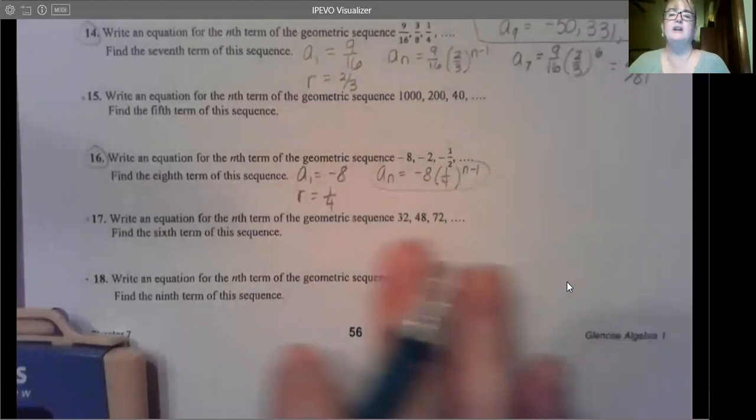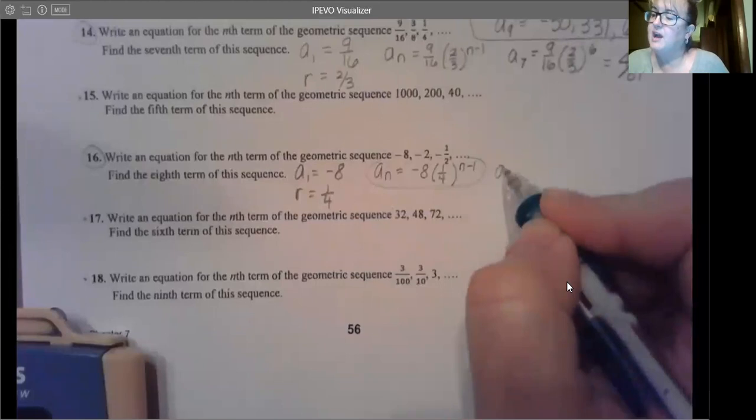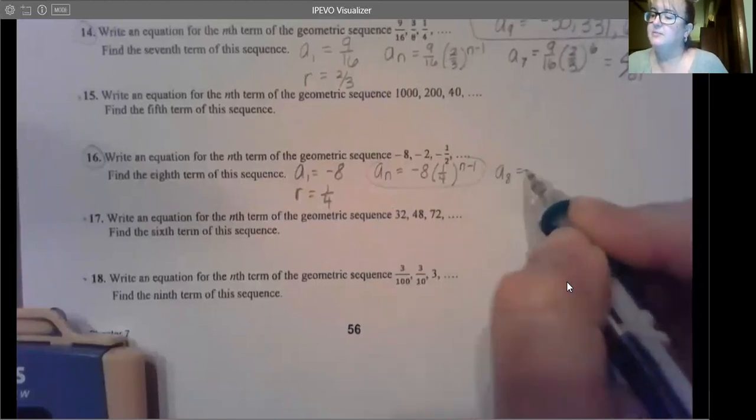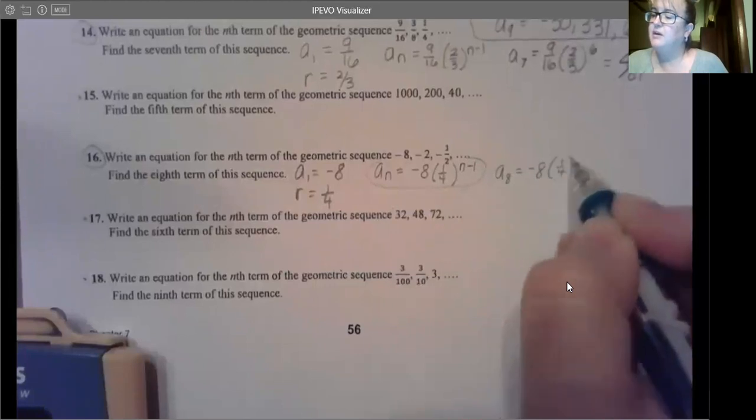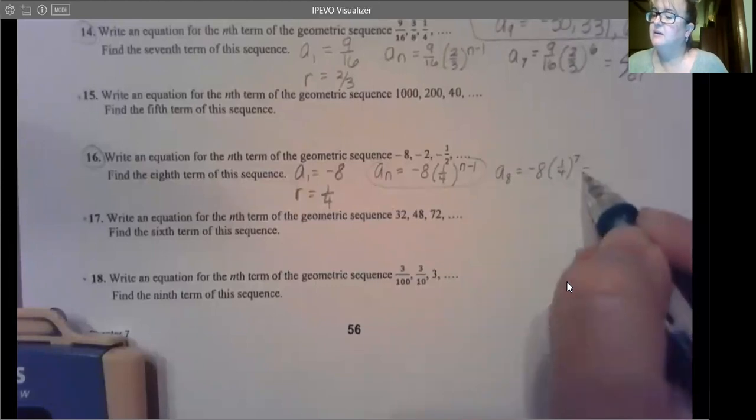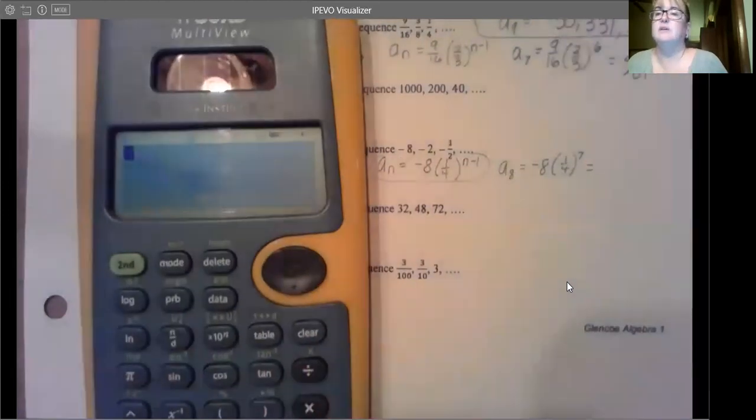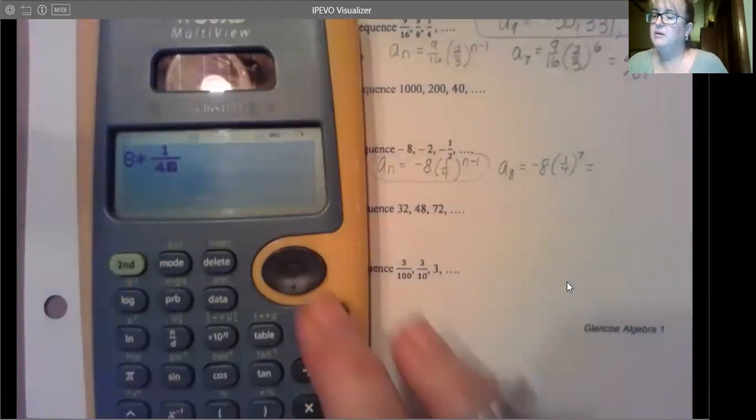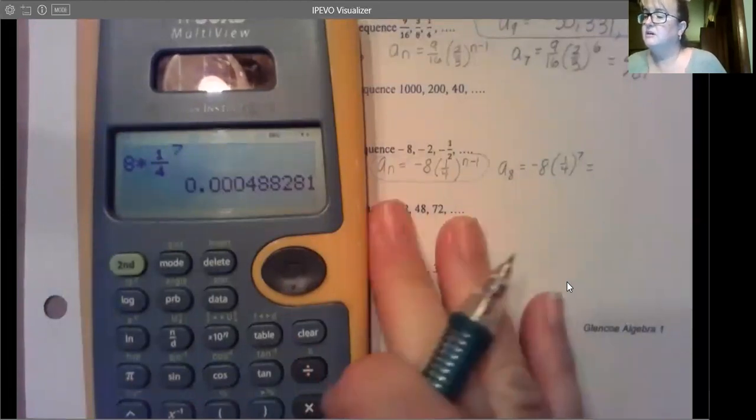So that's part 1. The next part, find the 8th term. So I'm looking for A sub 8. That's the 8th term, which is negative 8 times 1/4 to the power of 8 minus 1, which is 7. So in my calculator, I'm going to do 8 times 1/4 raised to the 7th power.